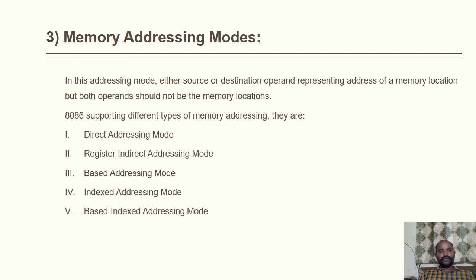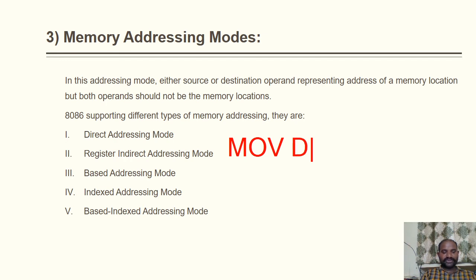When you are taking one instruction, for example the move instruction, the syntax is D comma S, means destination comma source. Either the destination or the source, any one of these two operands may be the memory location, but both of these operands should not be the memory location. That kind of addressing mode is called a memory addressing mode.